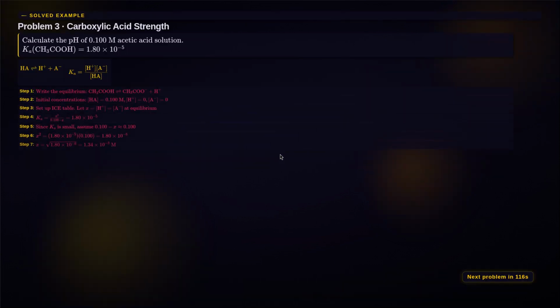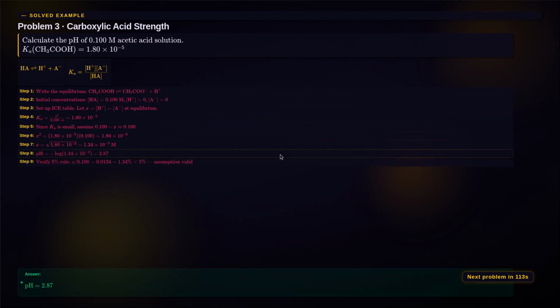Problem 3. Carboxylic acid strength. Calculate the pH of 0.100 molar acetic acid solution with Ka of 1.80 times 10 to the minus 5. Step 1. Write the equilibrium for acetic acid dissociating into acetate ion and hydrogen ion. Step 2. Initial concentrations are 0.100 molar for the acid, 0 for hydrogen and acetate. Step 3. Set up an ICE table and let X equal the hydrogen ion concentration at equilibrium.